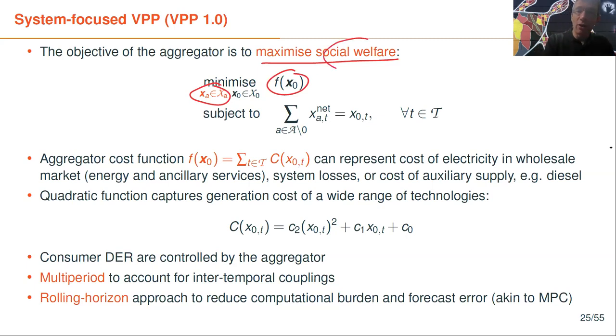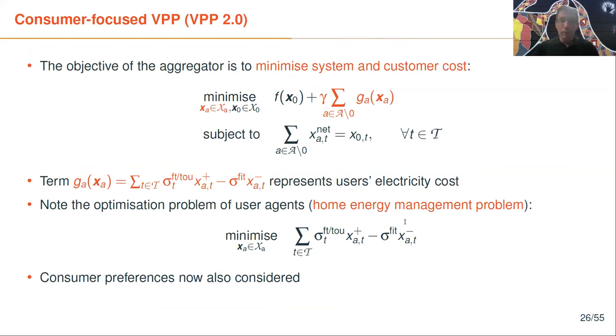Now, this is social welfare, so you can argue that customers also benefit, but customers are not explicitly taken into account in the objective. You can rectify that by putting in the objective also the objective function of the customer, which might be the same objective function as we have seen for the home energy management problem. This now becomes a bi-criterion optimization where you have this gamma here, that tells you how much weight you put on each component.